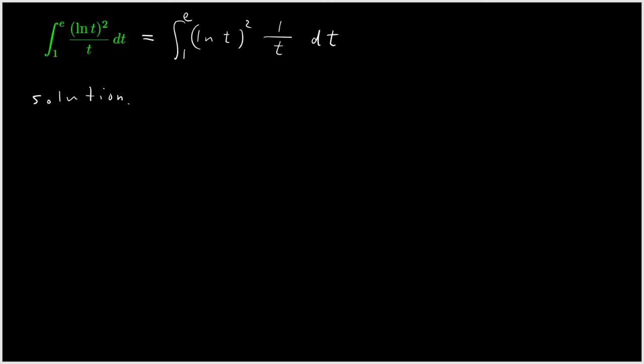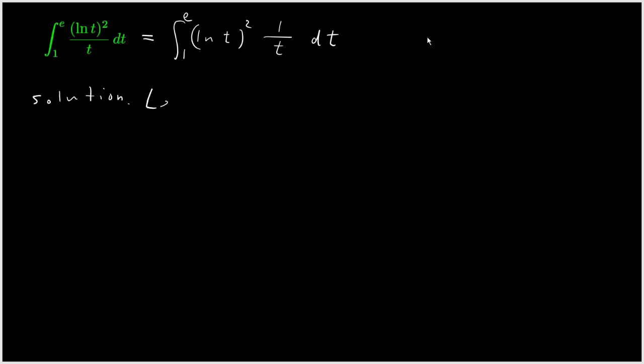For the integral on the screen, we write the integrand in slightly different form so that we can see how to choose u properly. Now the integrand is the product of two functions. If we choose u to be natural log of t, then one factor will be a function of u squared, with simple to compute antiderivative. The other factor is exactly the derivative of u, which is the derivative of natural log of t.